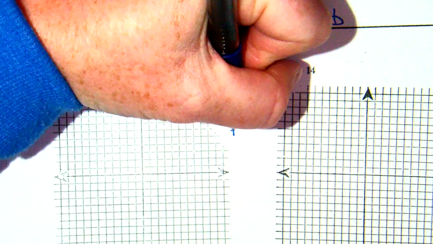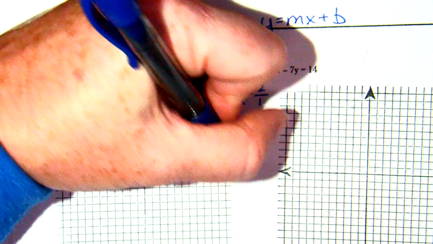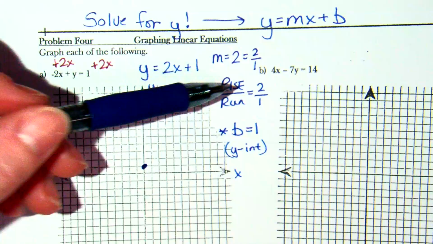So, b equals 1. How do I put my y-intercept of 1 on here? We're going to go where? Y-intercept is up or down, so it's going to be up 1. From this point, we are going to slope. What's our slope? Rise 2, run 1. Rise 2, run 1.